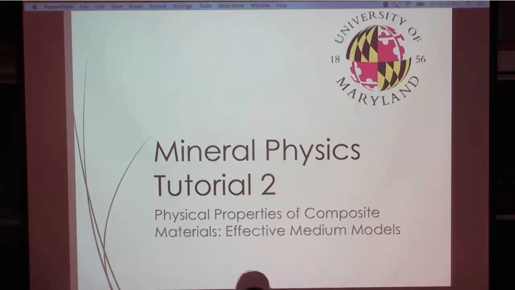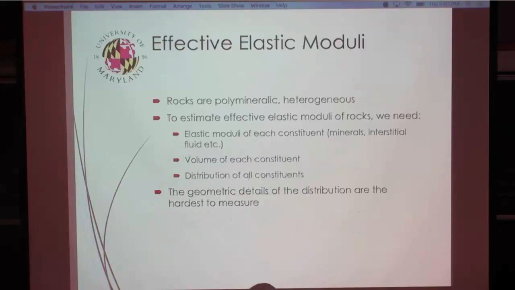Shall we start? Okay. Welcome to the mineral physics tutorial, the second one. We're going to talk about the physical properties of composite material. For us, we care about rocks. It's really good that this morning you heard Patrick's talk.